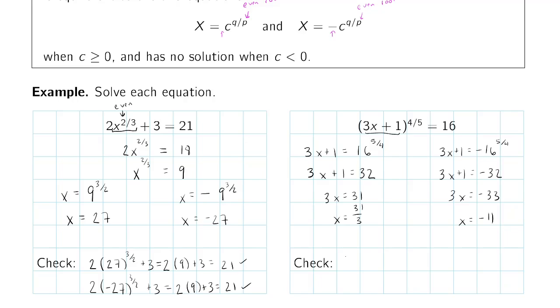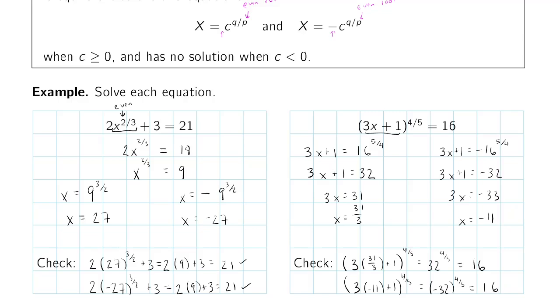Plugging in to check, we'll have 3 times 31 thirds plus 1 to the 4/5. That's 32 to the 4/5, which works out to 16. 3 times negative 11 plus 1 to the 4/5. That's negative 32 to the 4/5, which also works out to 16. So the two solutions that we get actually do both work in our equation when we go back and plug them in.